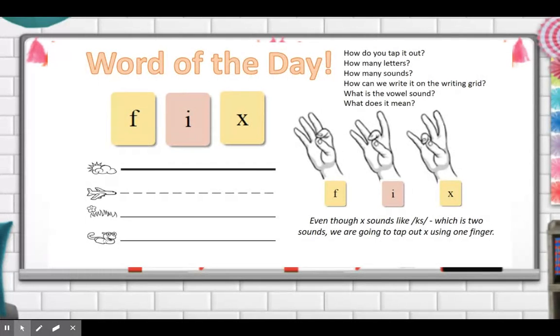Now, how can we write the word fix on the writing grid? This is what it should look like on your paper. That F is a skyline letter, so the F touches all the way to the top and is crossed. And then I and X are plain line letters. So that is what it should look like on your writing grid or on your paper. What is the vowel sound in fix? Here's a hint. That vowel sound is in that pink salmon color. Good. The vowel sound is i. I says i. What does fix mean?